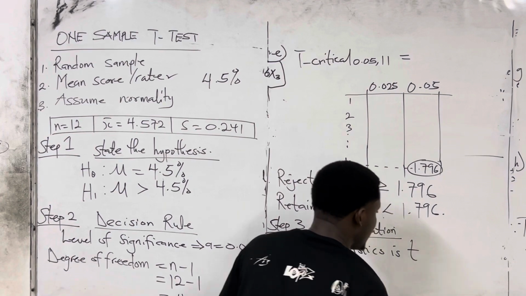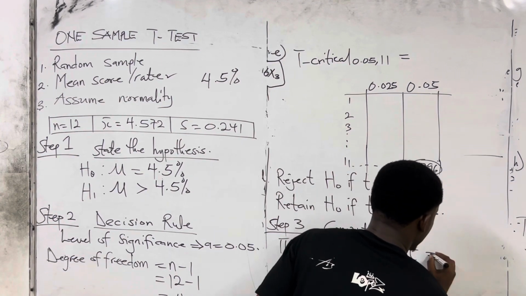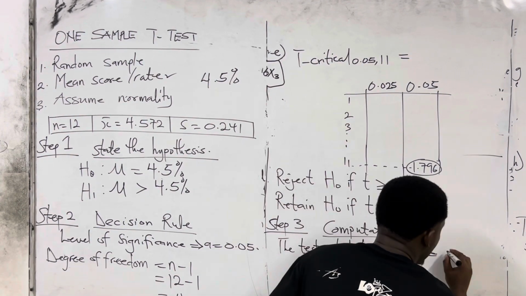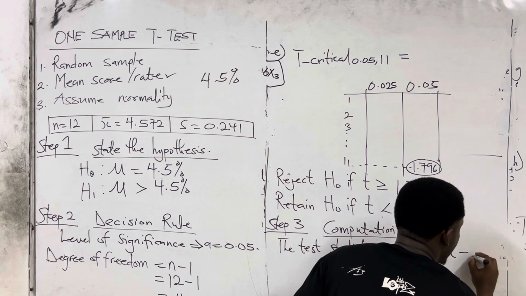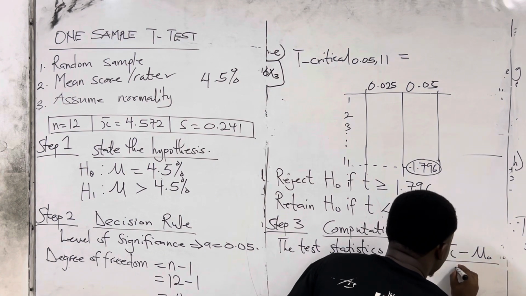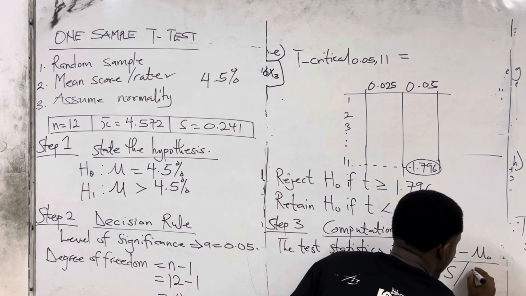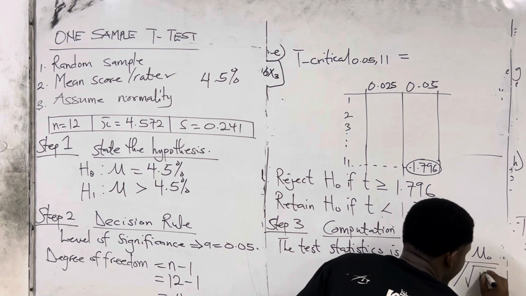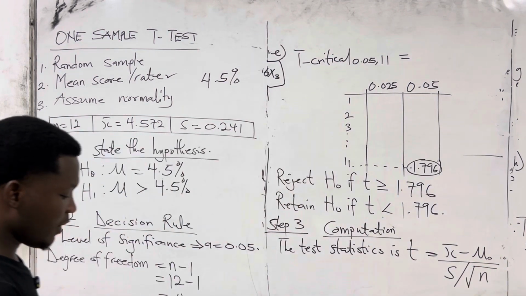So it's given to us in this way. We have our mean minus our normal rate, over the standard deviation, over our sample space. So this is the formula.